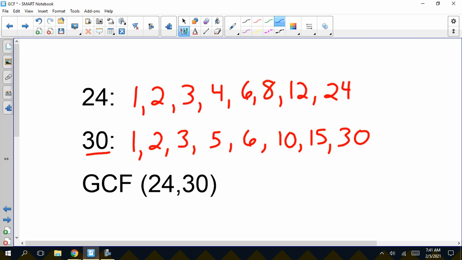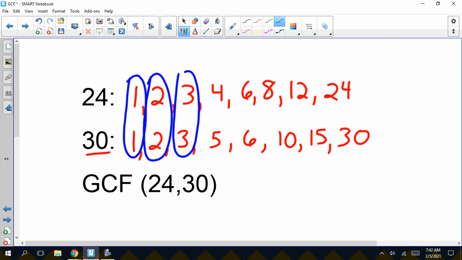Now we circle the factors that we have in common. We have 1 in common, 2 in common, 3 in common, and 6 in common. The numbers that they have in common are 1, 2, 3, and 6. The GCF, the greatest common factor, is 6.